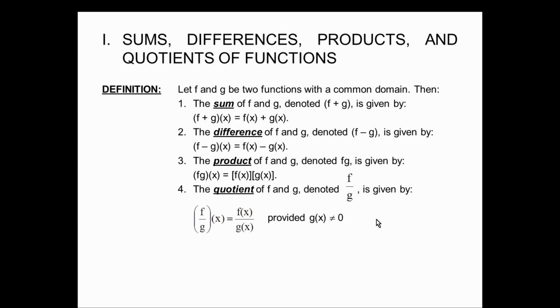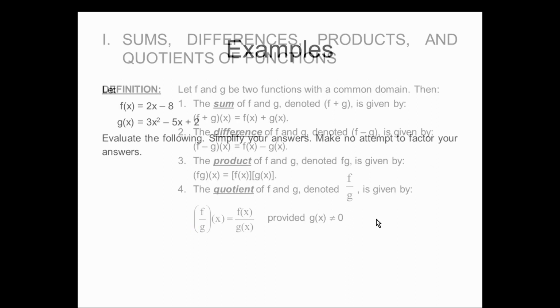And number four, the quotient of f and g, denoted by f over g, is given by f over g of x is equal to f of x over g of x, provided g of x does not equal 0. So there's our sum, difference, product, and quotient. Let's look at some examples.